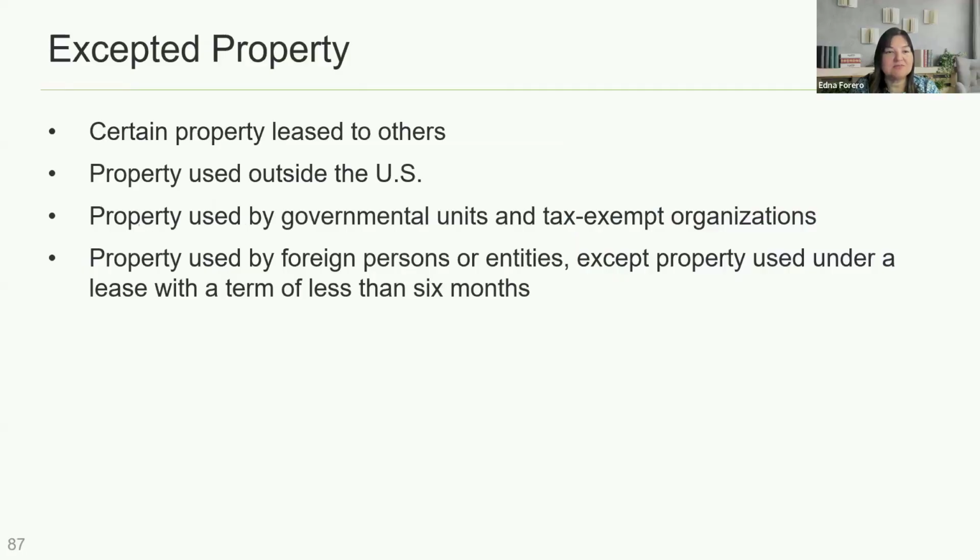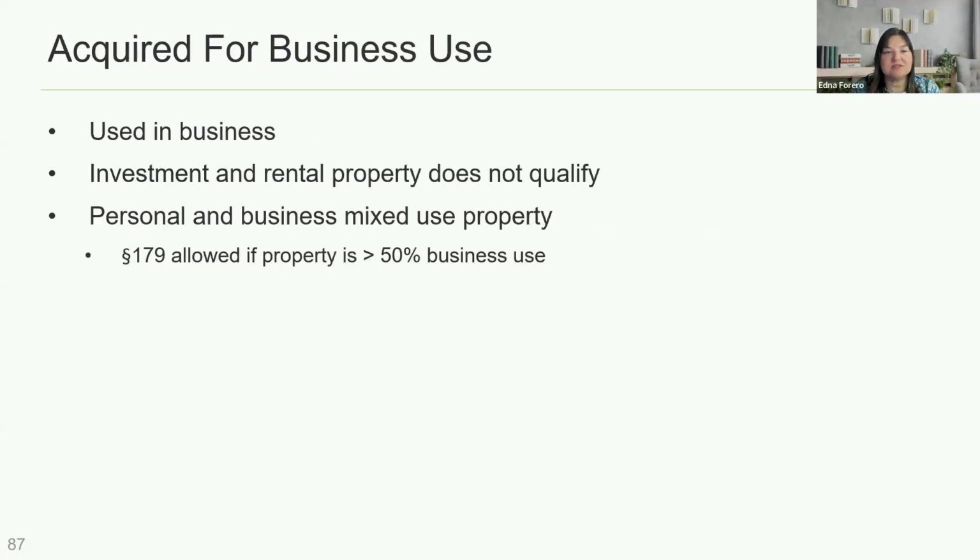All right, and then other excepted property to consider is property leased to others, property that's used outside of the United States, property used by governmental units or tax-exempt organizations, or perhaps used by foreign persons or entities. It also excepts property that's used under a lease term of less than 6 months. Other items acquired for business use, such as investment and rental real property, do not qualify. Personal and business mixed-use property can only be used if it's over 50%.